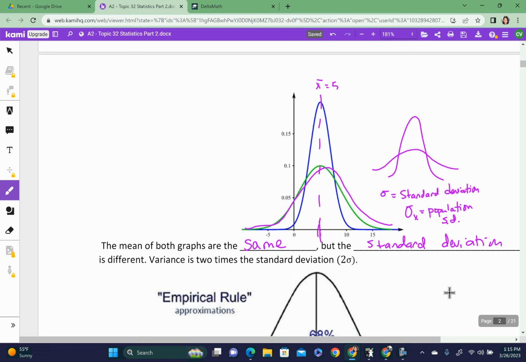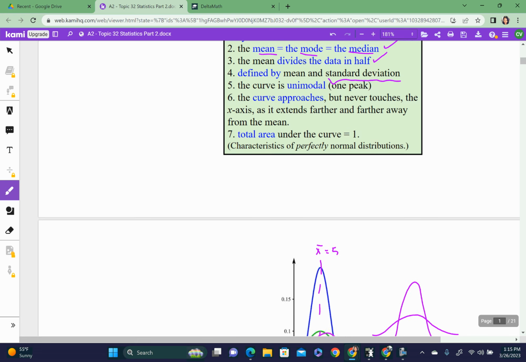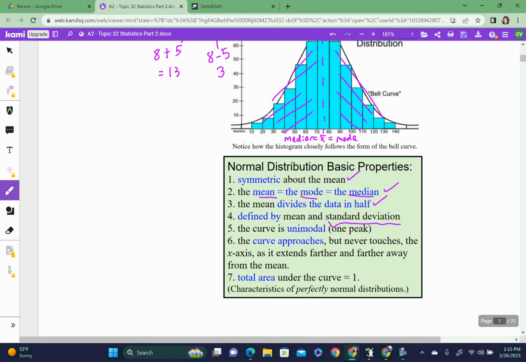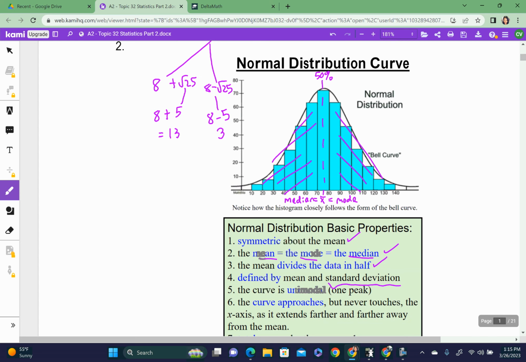So variance is the standard deviation squared. So that's another thing to know that once in a while comes up, and we'll talk a little bit more about this in a bit. All right, so the normal curve is defined by mean and standard deviation. Again, standard deviation is how wide or dispersed the graph is, okay?